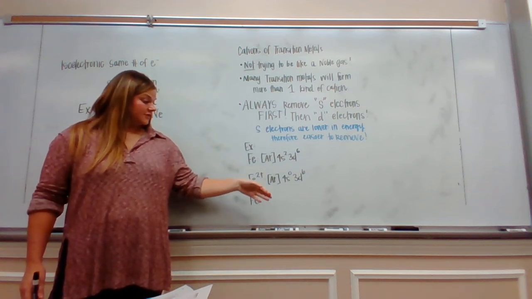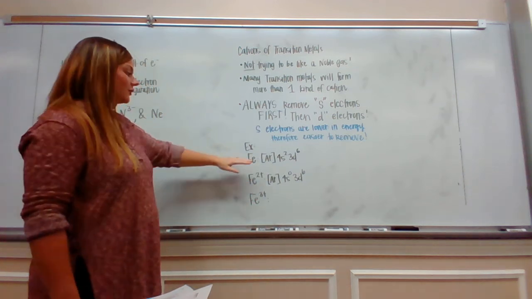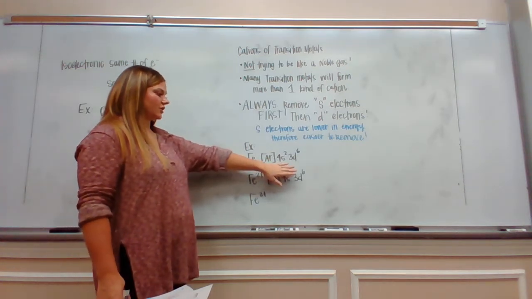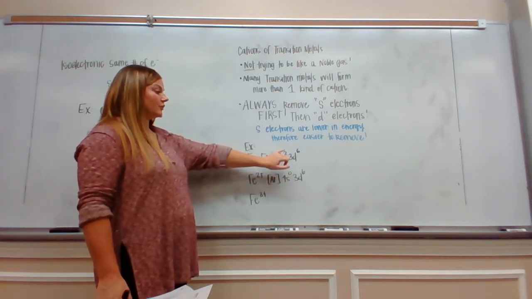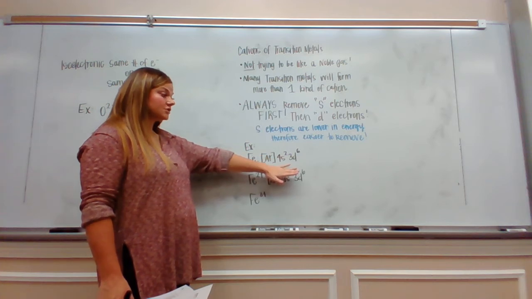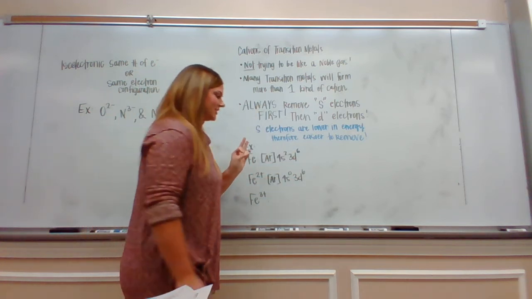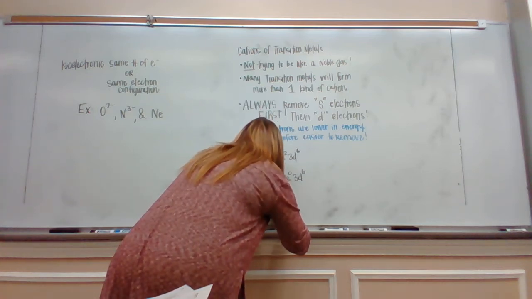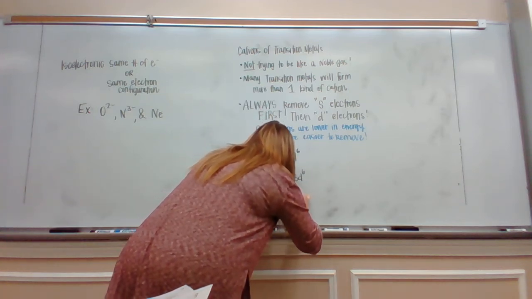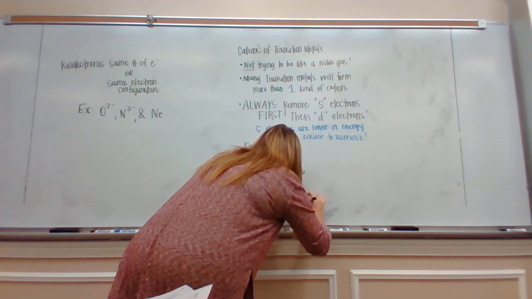Okay, if I wanted to form the 3+, I'd go back to my regular electron configuration. I'm going to remove my 2 s electrons first, but then I need to remove one more. So now I'll remove one of the d electrons. So it's argon 4s0 3d5.